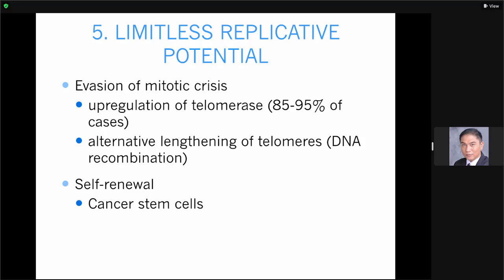The third, to have limitless replicative potential, is to have cancer stem cells, for self-renewal.